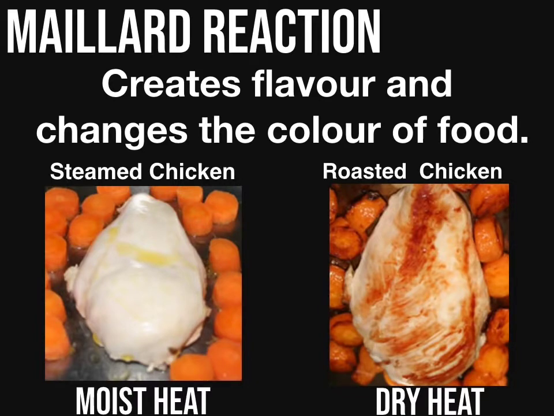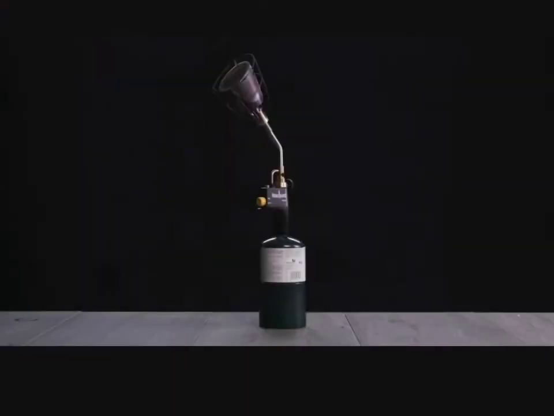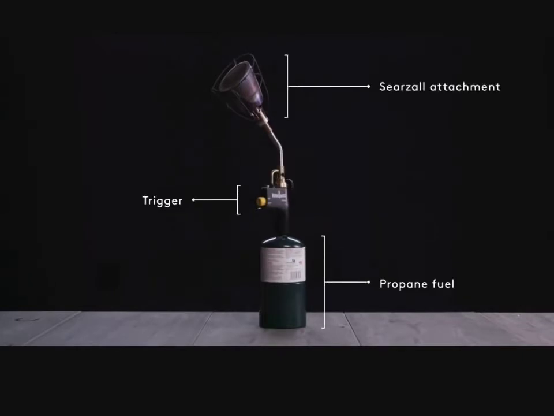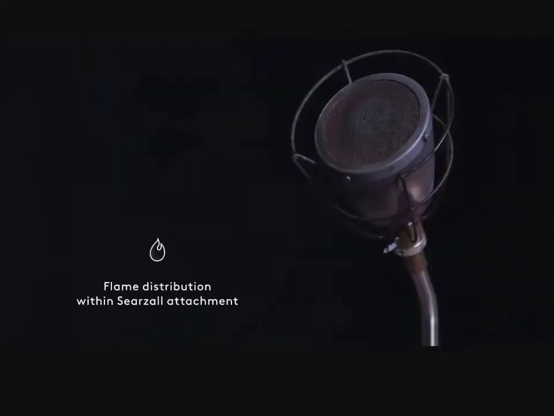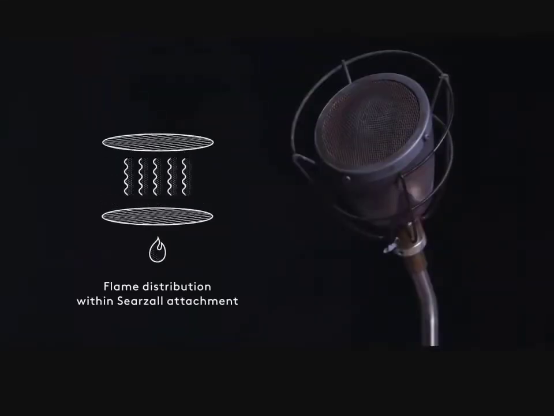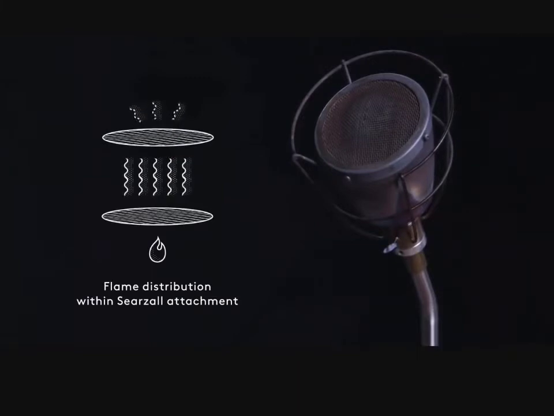The Maillard reaction. This is the Searzall. The Searzall is an attachment that converts a regular blowtorch into more of a handheld broiler. Torch flames hit the first screen really fast and spread out, and then we have a second screen that spreads it out and evens it out even more.